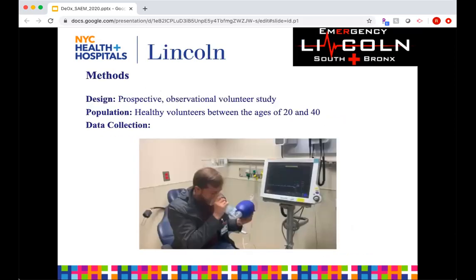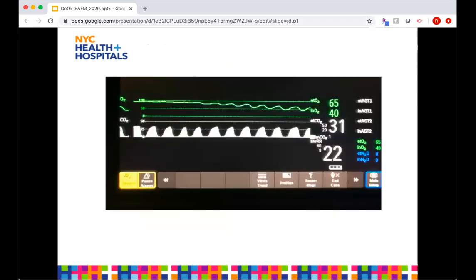We developed a prospective observational volunteer study in which we recruited 50 healthy volunteers between the ages of 20 and 40. We pre-oxygenated each volunteer for 3 minutes or greater until the end-tidal O2 was at minimum 85%. We then turned off the oxygen and recorded the end-tidal O2 every 5 seconds as the volunteers gradually returned to their baseline. This was done in both the seated and supine positions.